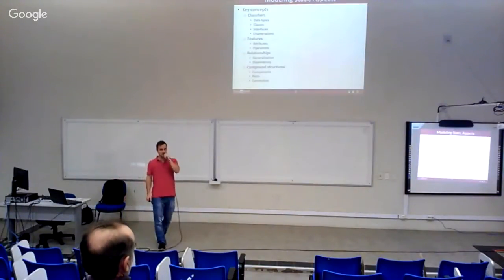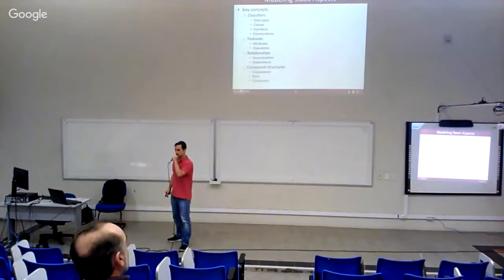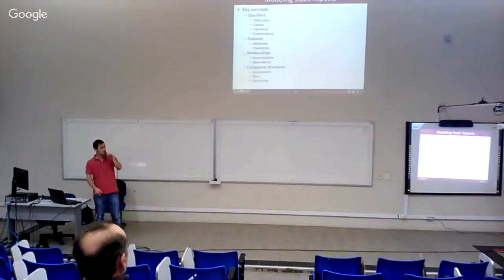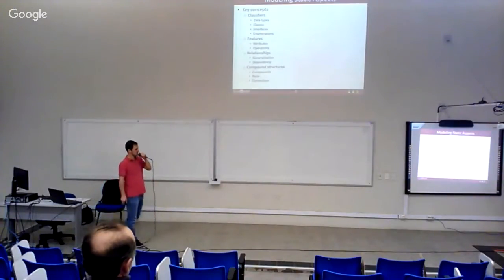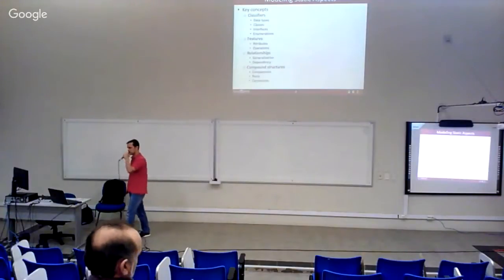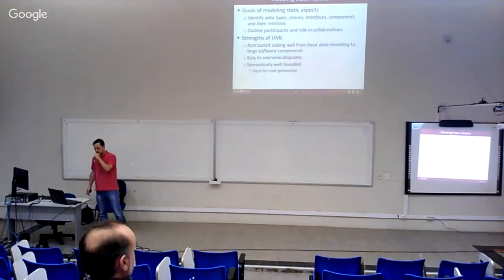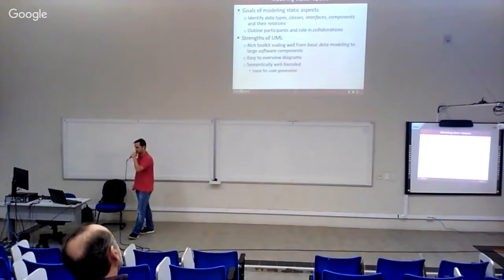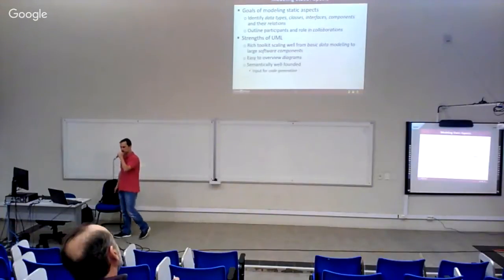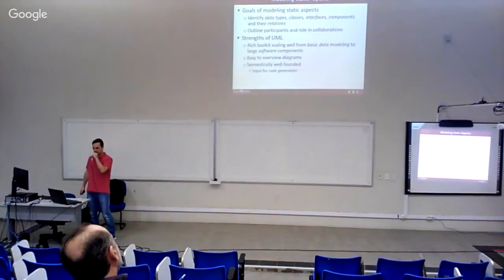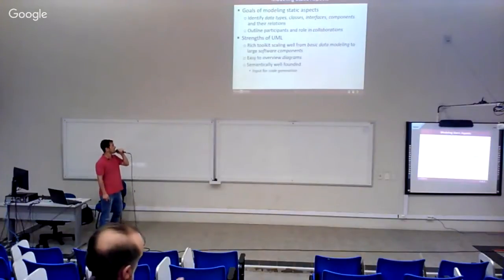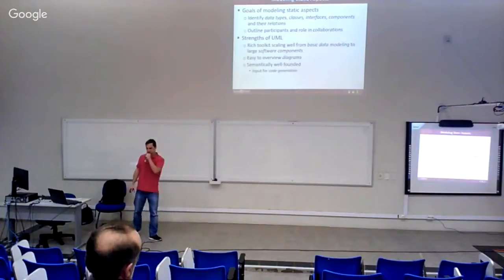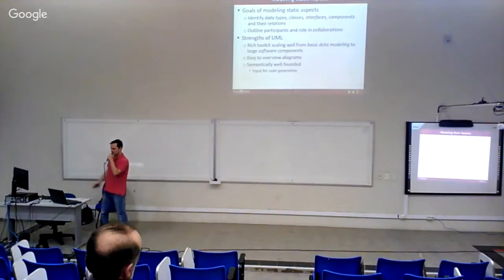And we will discuss also the relationships between the various classifiers, and we will also see compound structures, especially at the second part of the talk today. So the goal of static modeling is to identify data types, classes, interfaces, components, and their relations, and outline participants and their role in the collaborations.